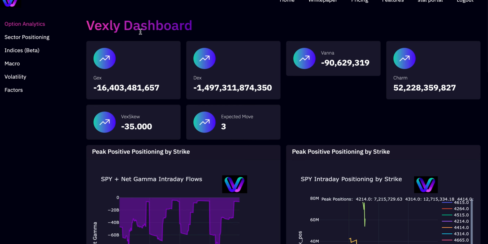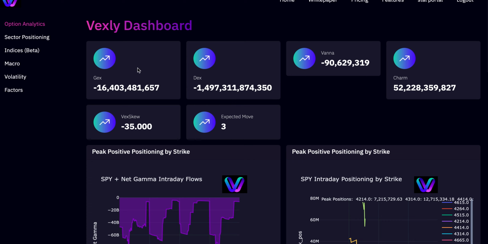So yeah, this is on the indices page for the dashboard. Just running through the actual page and what each indicator is showing versus, say, options analytics, positioning, stuff like that.